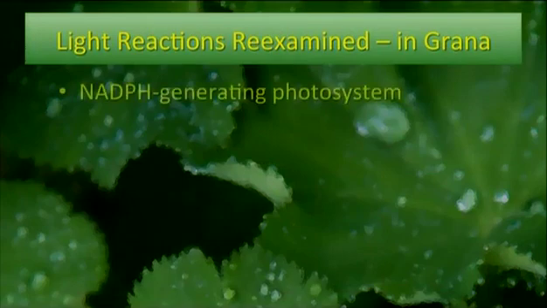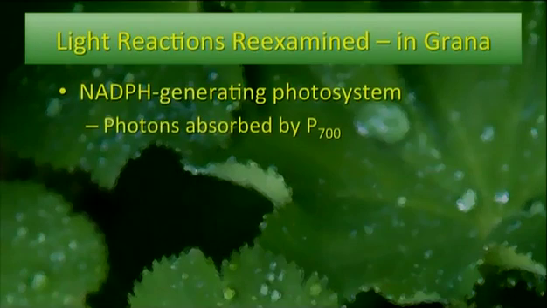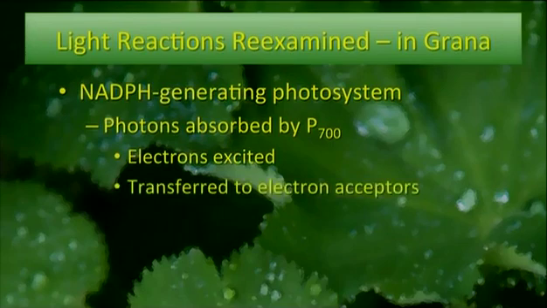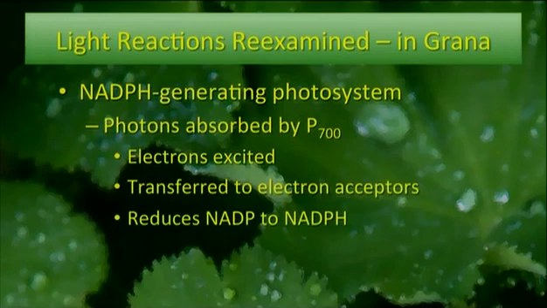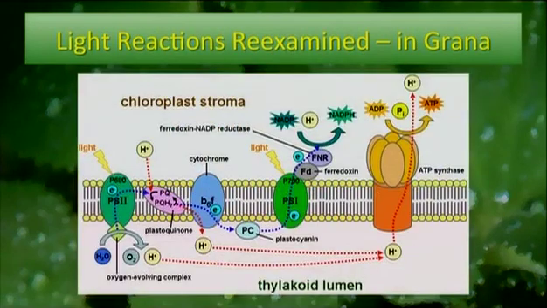Now we also have the NADPH generating photosystem, where photons are absorbed by P700, electrons get excited, and they're transferred from one electron acceptor to another, and what that would eventually do is reduce NADP+ to NADPH. That's what we see here, as we've seen before.